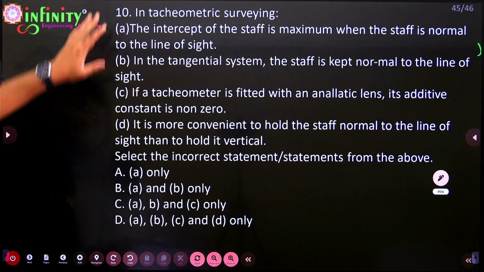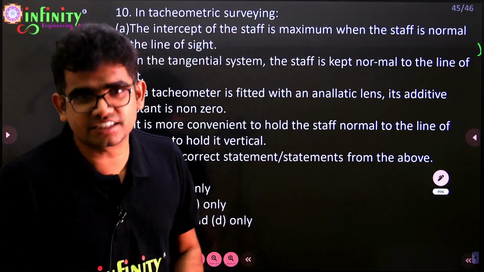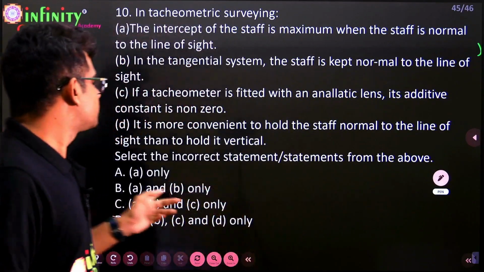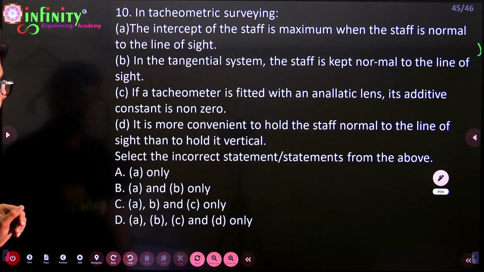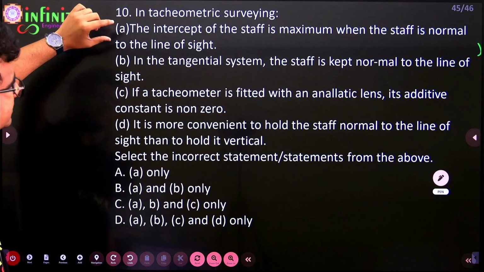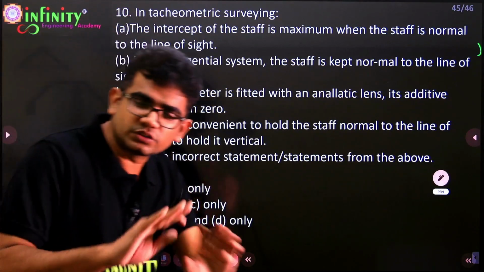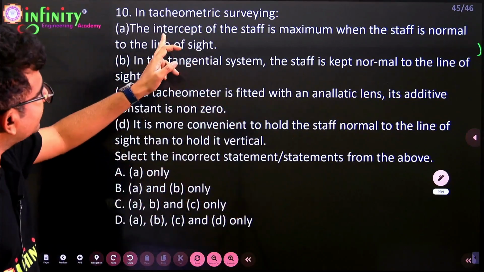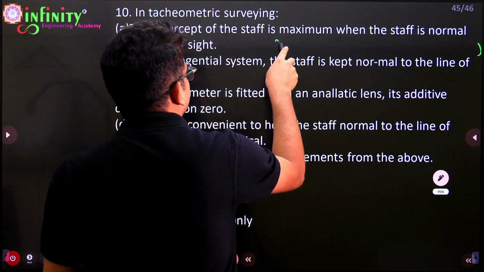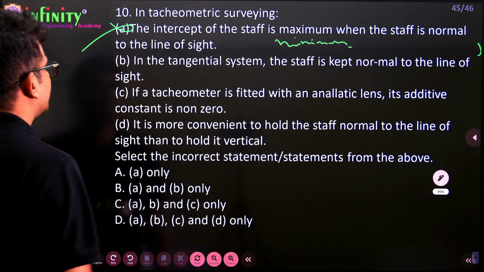Last question is somewhat lengthy, and this kind of questions you can find only in the engineering service examinations. In state level examinations usually they do not give this question. So let us see the options. In tachyometric surveying, the intercept of staff is maximum when the staff is normal to the line of sight. No, that's not true. The intercept of the staff is minimum when the staff is normal to the line of sight. Remember, this is minimum. So this option is wrong.